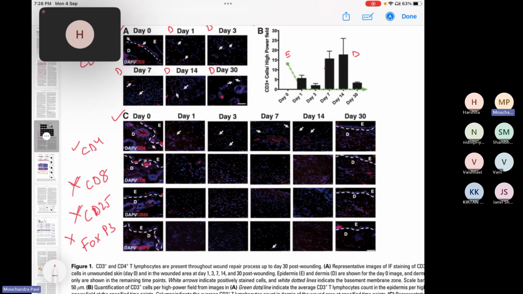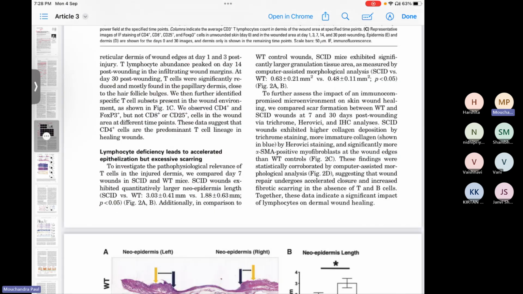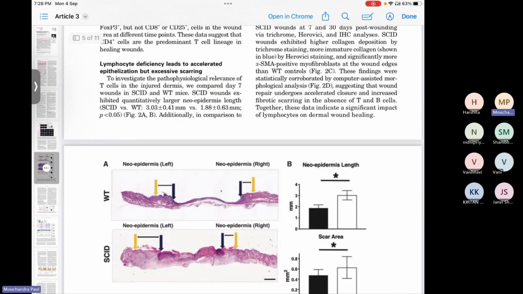So this shows that during the normal wound healing process in wild type mice, it is the CD3 cells and CD4 cells that are predominantly present throughout the wound healing process, whereas CD8, CD25, and FOXP3 are not that much present. That means they are not contributing to the wound healing process. Okay, this was simple. Then they saw what happens in SCID mice when you create a wound.